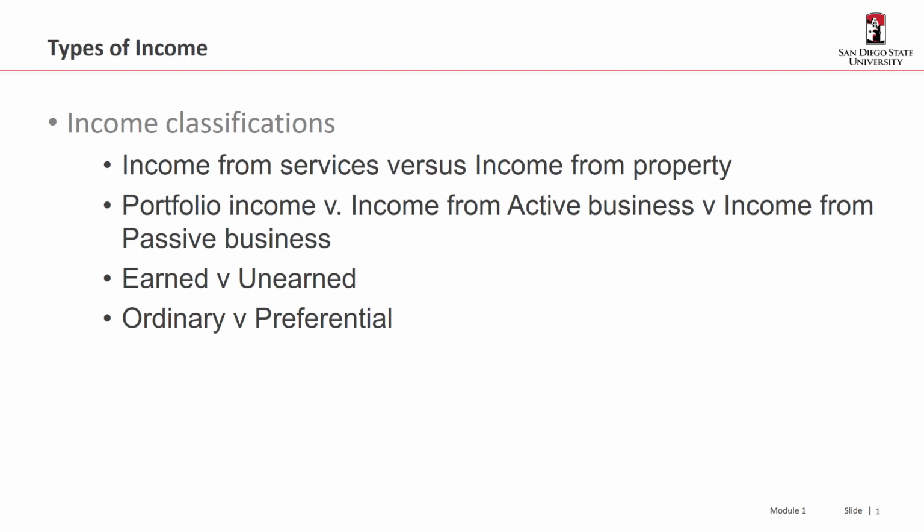We can talk about portfolio income versus income from an active business versus income from a passive business. And portfolio income we often think about as unearned income, right? So that's income that we don't earn, that it's being earned on some property that we hold, versus earned income we view as coming from our labor. And we'll cover some of this again when we do chapter 7. And then we also know from our character variable that we could have ordinary income and we could have preferential rate income, something like long-term capital gains or qualified dividends.